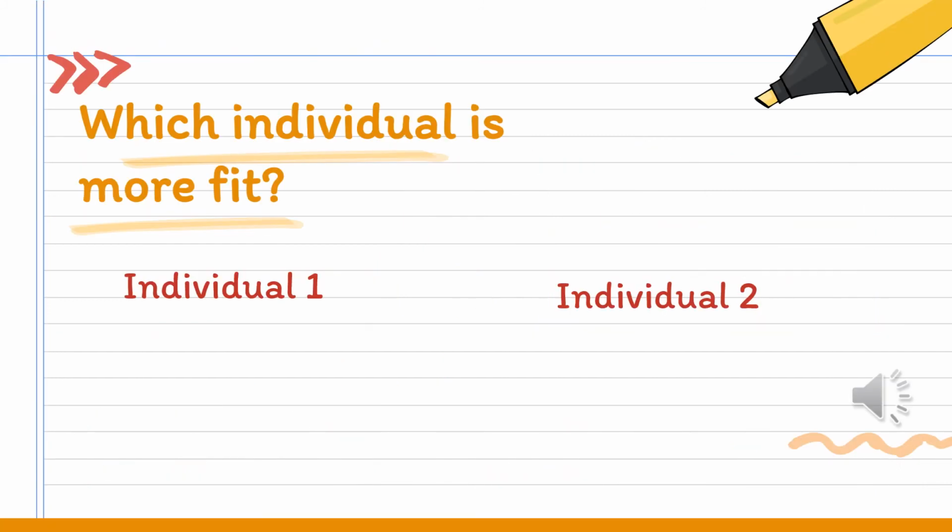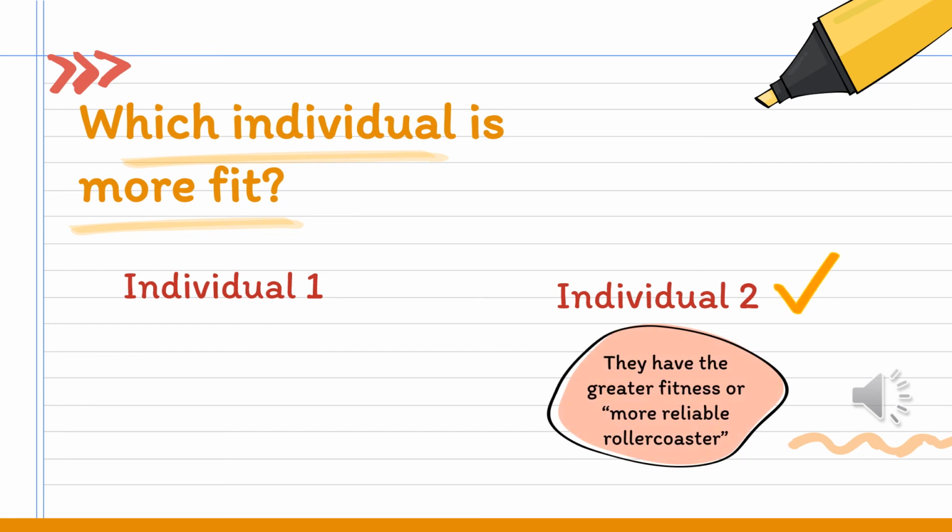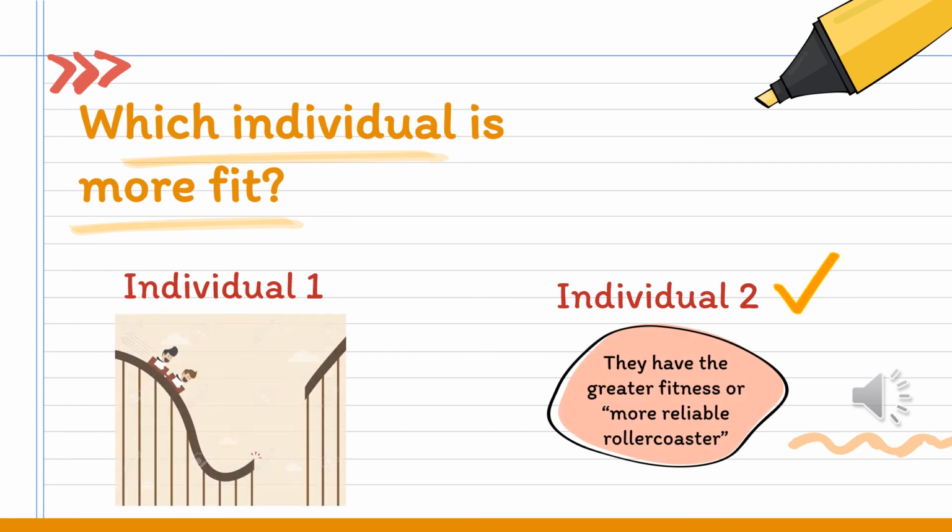Our last question is, between individual 1 or 2, which has the better genetic fitness? The answer is individual 2 because they have more viable gamete products, making them the more reliable roller coaster.